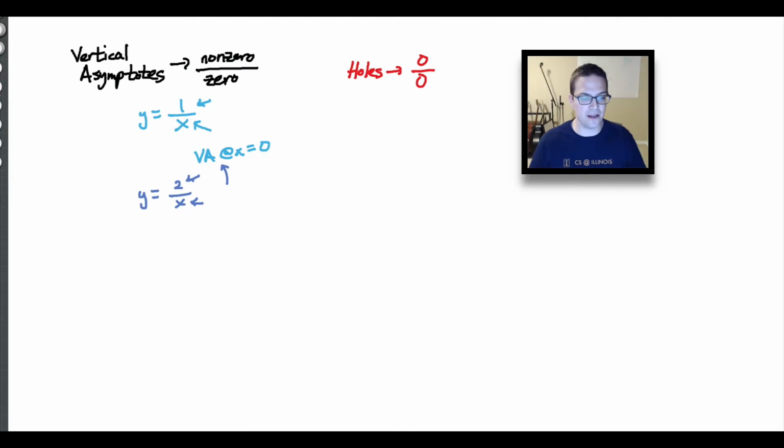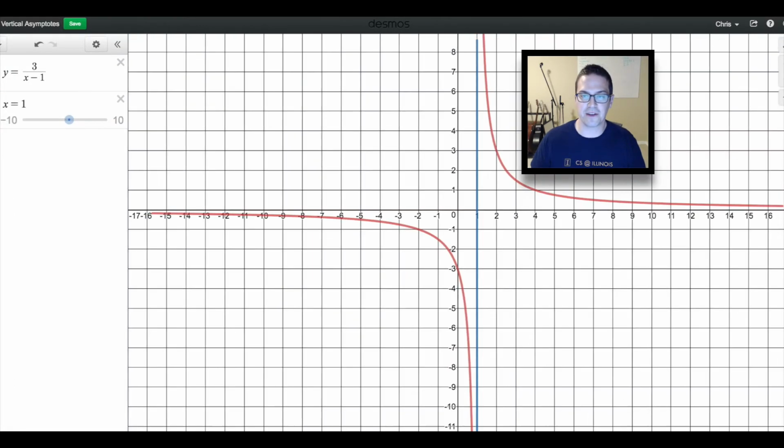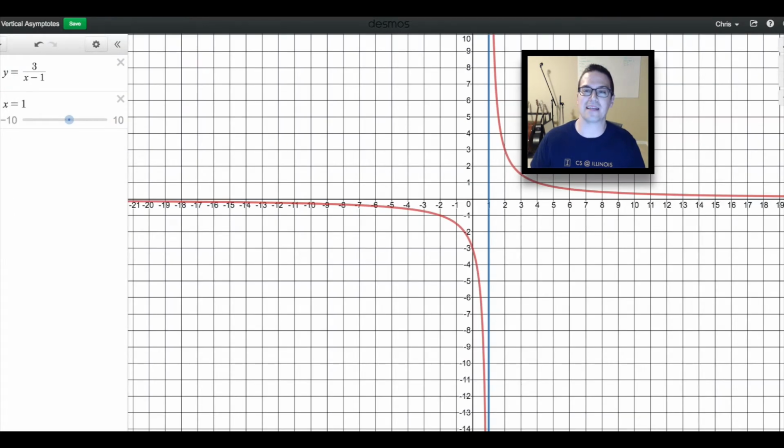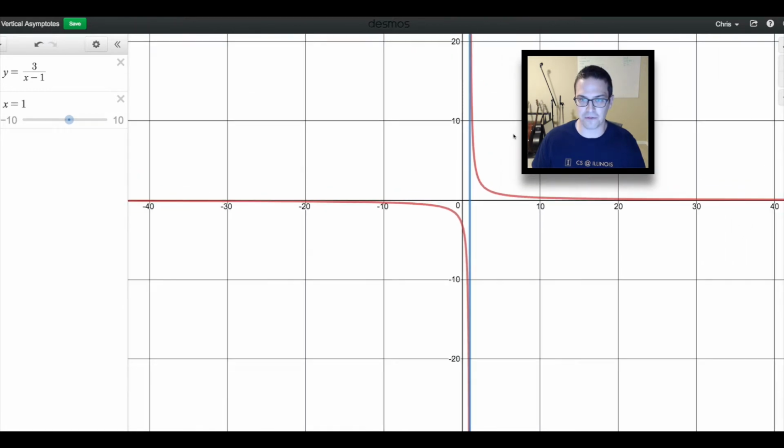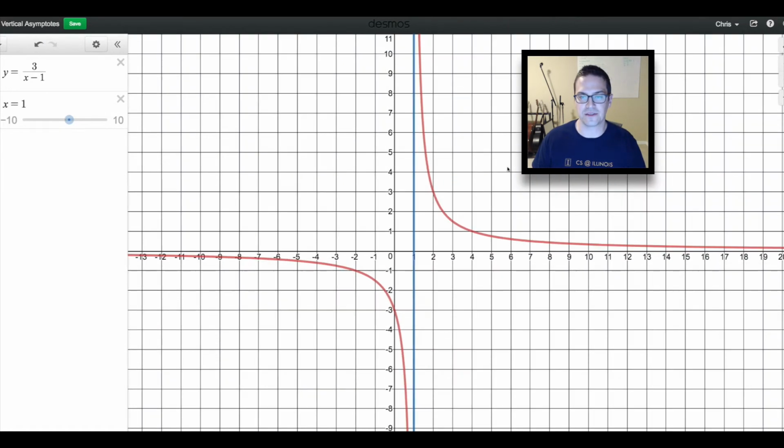Let's look at another example. Say I did y equals 3 over x minus 1. Again, we have a non-zero up top, so I'm just going to write non here. Now on the bottom, to make this 0, x would have to be 1, so that is where the vertical asymptote is, to make that non-zero over 0. I'm going to graph this really quick to show you. If you look at this graph, I graphed the vertical asymptote as x equals 1. If you zoom out, you can see that the vertical asymptote is at x equals 1.